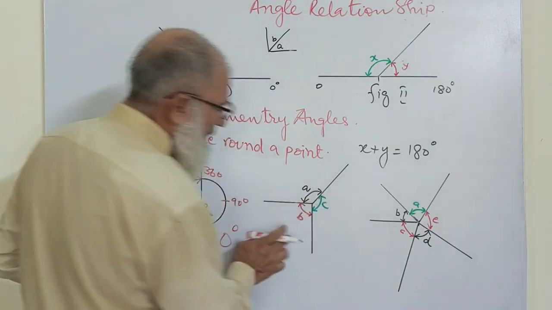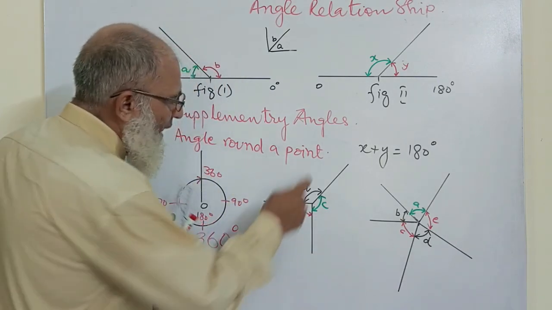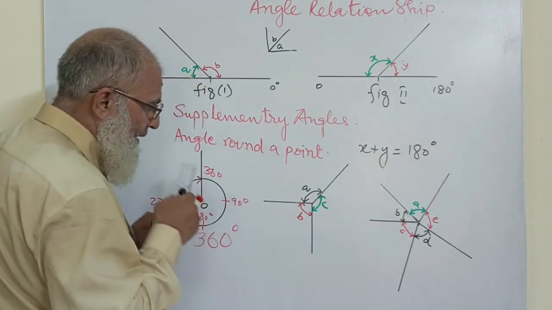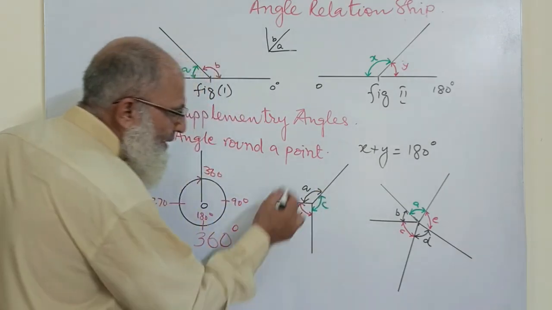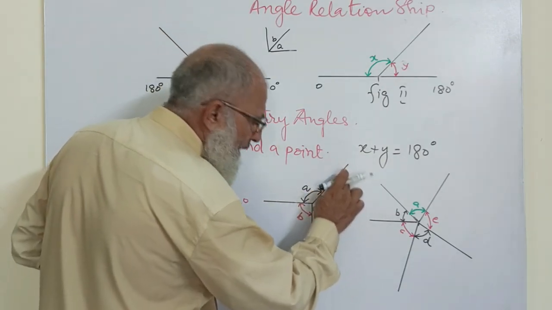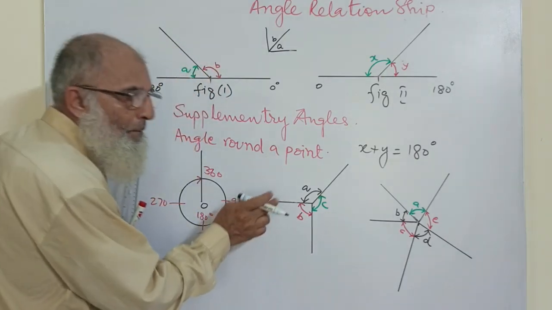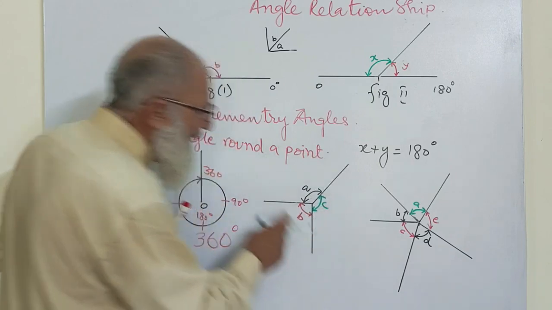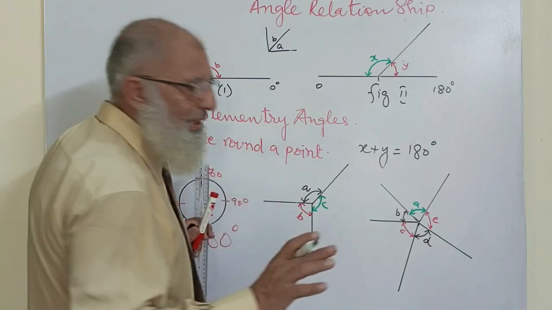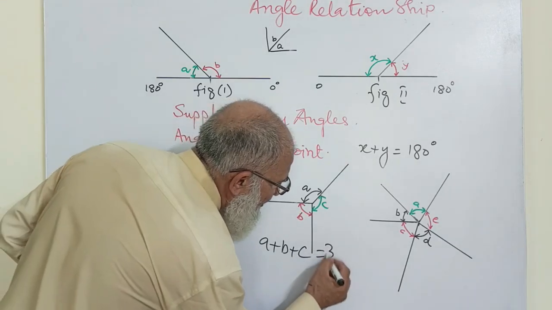When there are many angles like this, like angle A, B, C, you can name them at your own will, then that means this angle has covered some distance, and from here to here it has again covered some distance, and from here to here it has covered back to its initial point. So the three angles have covered one complete revolution, that is 360 degrees. That means A plus B plus C is equal to 360 degrees.